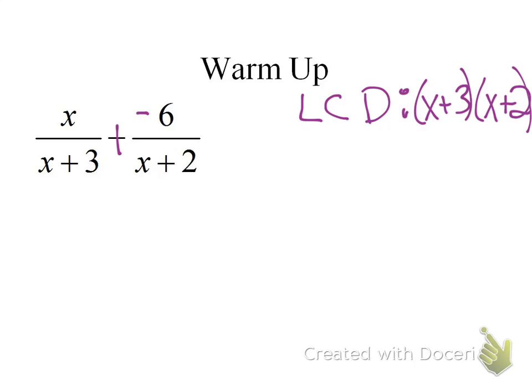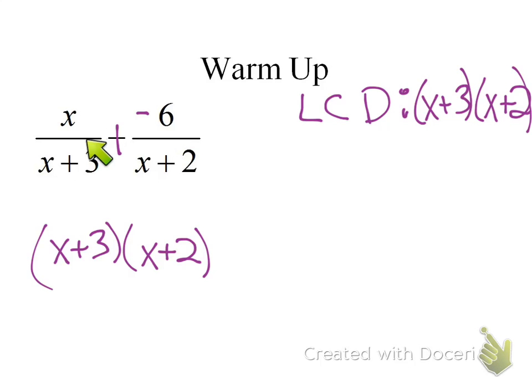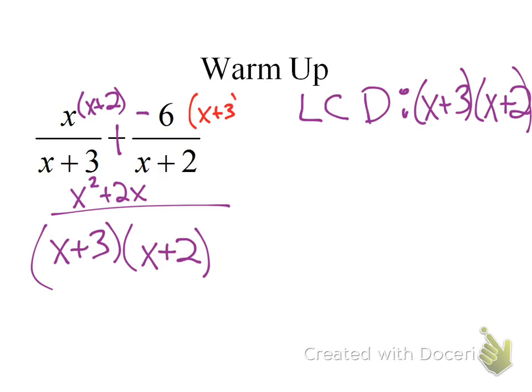All right, so I am going to write one rational expression with that common denominator. What do I have to do here to get the common denominator? Multiply the x by x plus 2. Yeah, multiply by x plus 2. You have to distribute, so that's going to be x squared plus 2x. What do I multiply the back by? X plus 3, good. Don't forget you're distributing a negative 6.